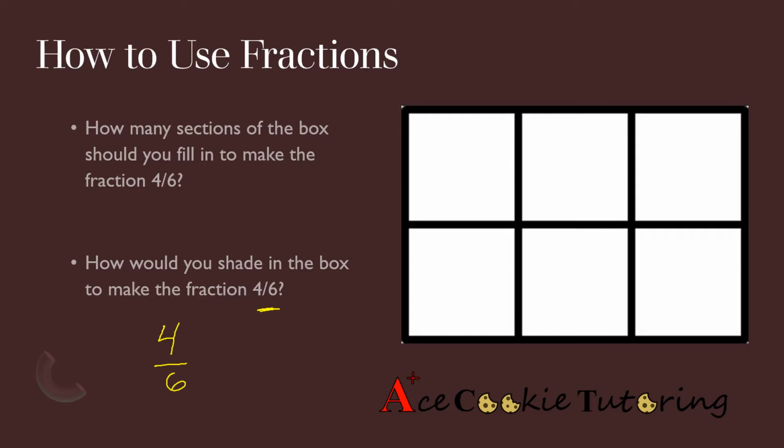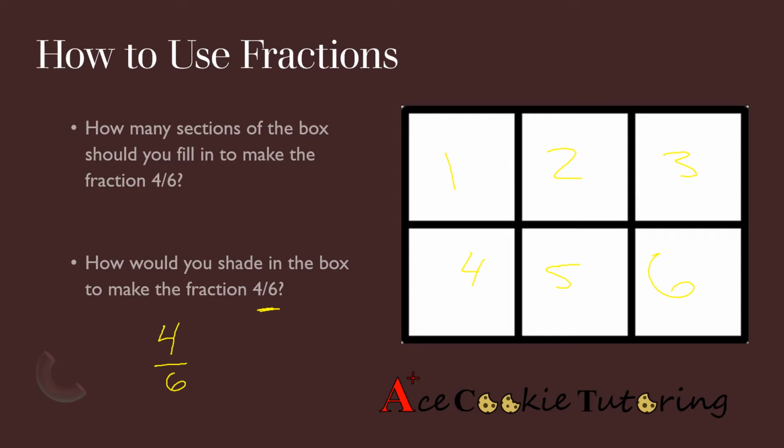The first thing we need to check is make sure we have 6 squares within the box, or 6 pieces, because it says 4/6 and the bottom number is going to be the total number. So it looks like 1, 2, 3, 4, 5, and 6. So that's great. That means we can fill in the box.